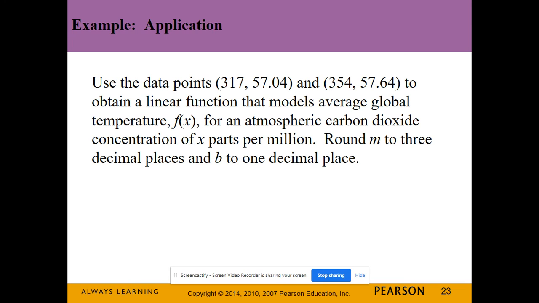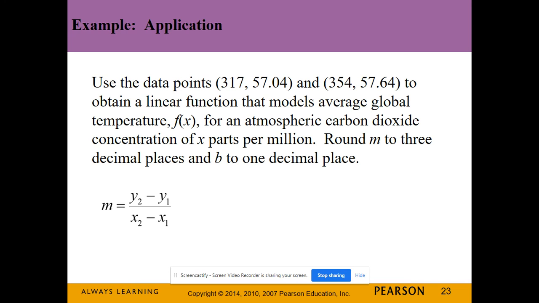Sounds complicated, but we're really just going to use some of the skills that we just talked about. The context doesn't honestly even matter. We're given 2 data points, which means 2 ordered pairs. So the first thing we're going to do to create a model is find the slope between those 2 points.